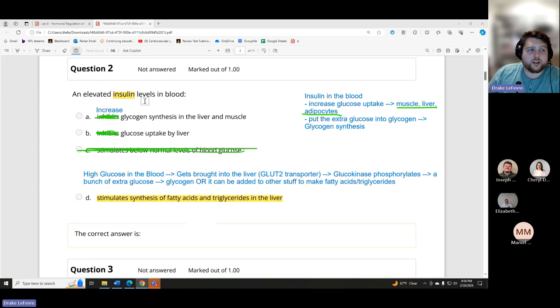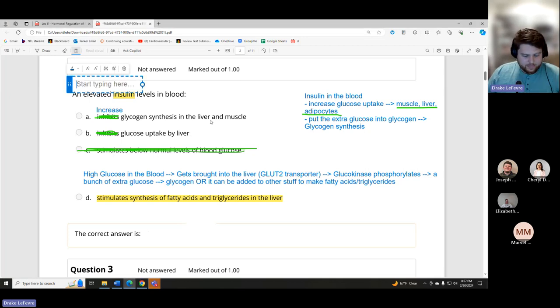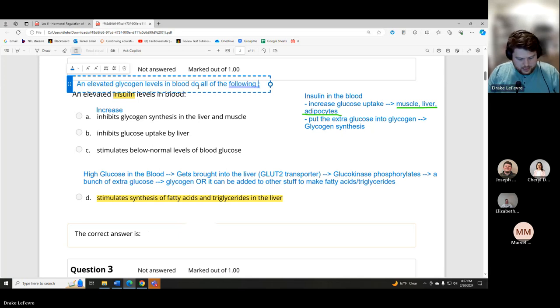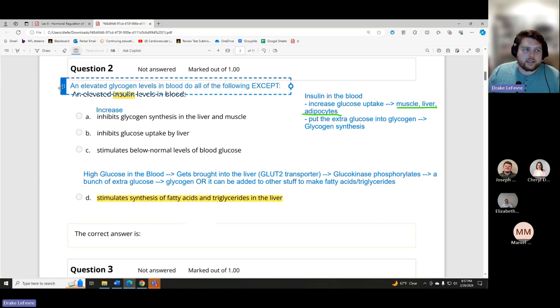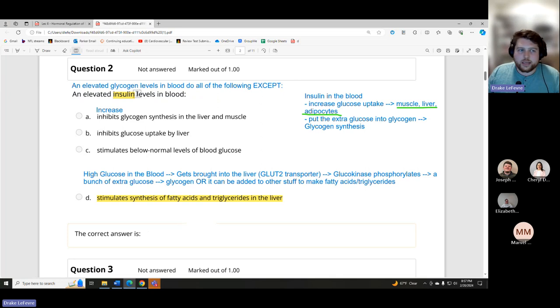Other things that we could have in here, if we were to say, we could change this question and have it be an elevated glycogen level in blood, do which of the following? Do all of the following, except this would still be the same correct answer, just a different way to ask that same exact question. As you remember, whatever insulin does, glycogen does the opposite.